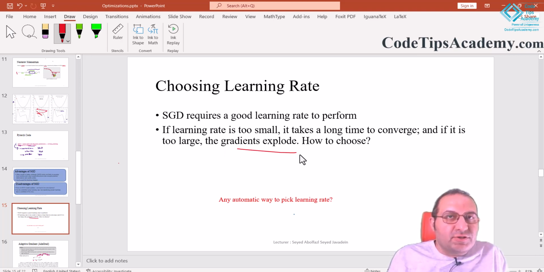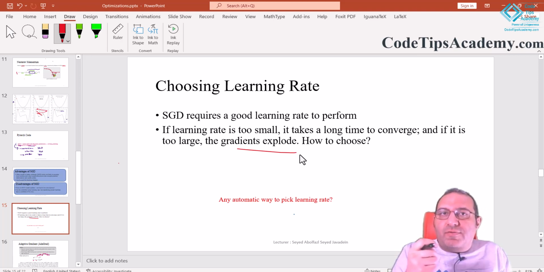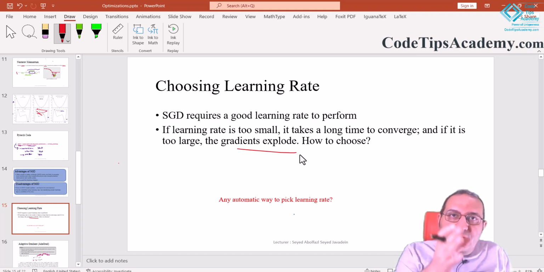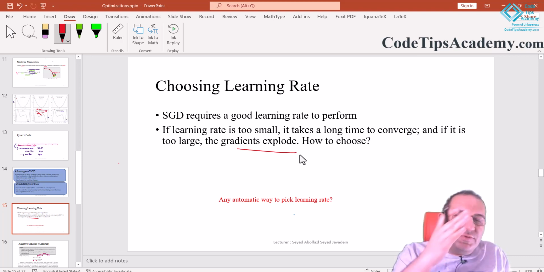But is there another method to customize the learning rate for better reaching the global minimum? Having a suitable learning rate is important. Can we have methods to have a customized and better learning rate for each step to reach the global minimum? This is the question that we want to answer in my next video.